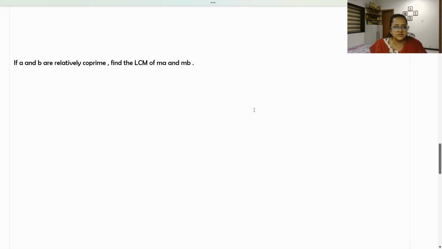Let's look at the next question, children. It's a very simple one, it could be an MCQ question. It says, if A and B are relatively co-prime, that means the only common factor between A and B is 1. So there is nothing common between A and B. We have to find the LCM of MA and MB.